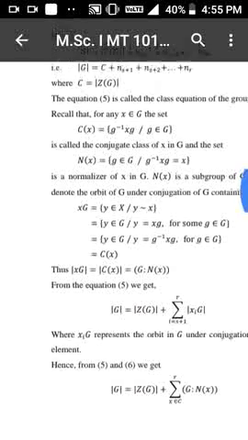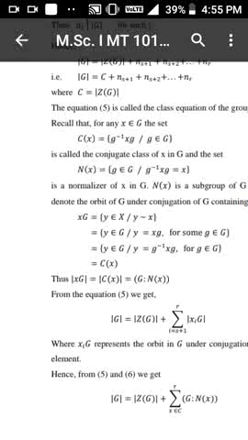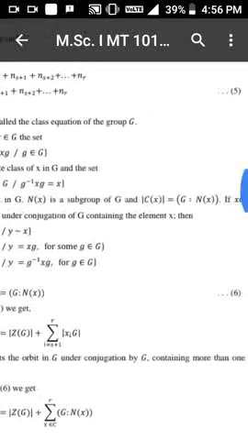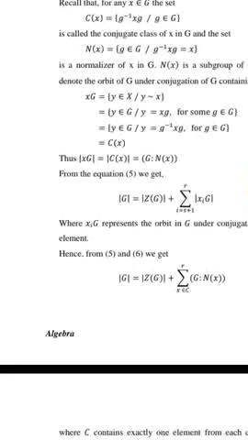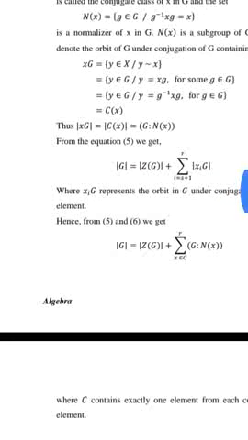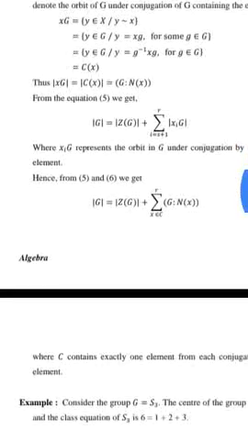Recall that for any group G and x belonging to G, the set C(x), equal to g inverse x g such that g belongs to G, is called the conjugacy class of x in G, and N(x), the set of g belonging to G such that g inverse x g is equal to x, is the normalizer of x in G. Therefore N(x) is a subgroup of G, and the cardinality of C(x) is equal to the index of N(x) in G. If the orbit of G under conjugation containing the element x is denoted by the orbit of x, then it is the set of y belonging to G such that y is equivalent to x, that is, y equals g inverse x g for g belonging to G, which is C(x).